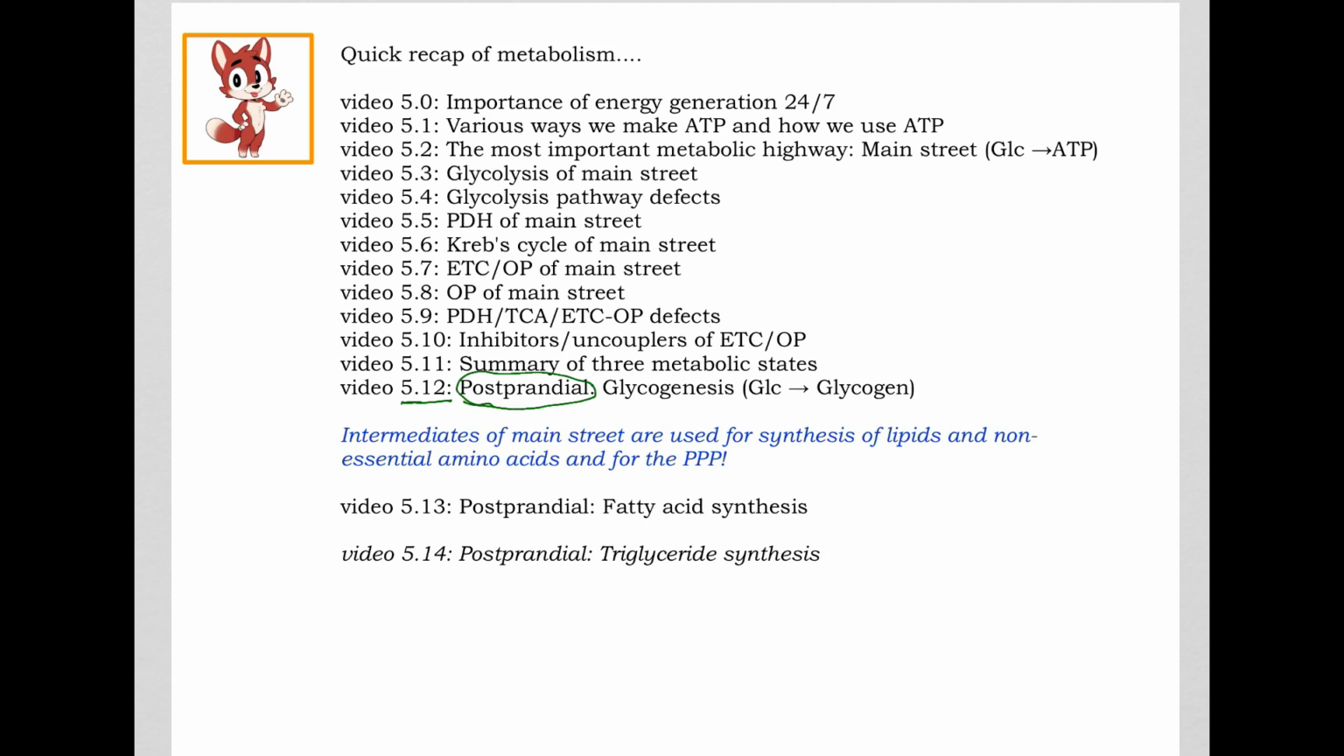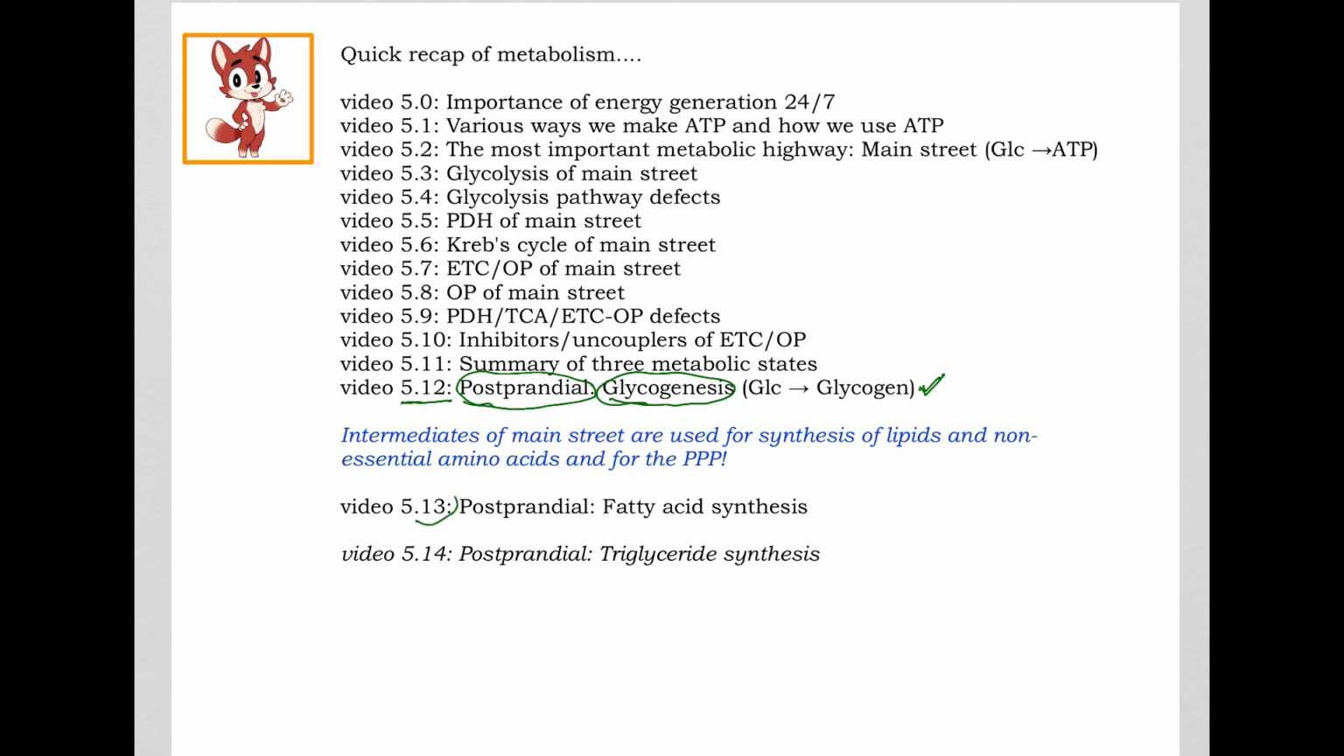So we talked about some of the major pathways that occur in the postprandial state. And in 5.12, we talked about glycogen synthesis. This is a predominant pathway that happens after a meal in the postprandial state. So this is how we started talking about the postprandial state.